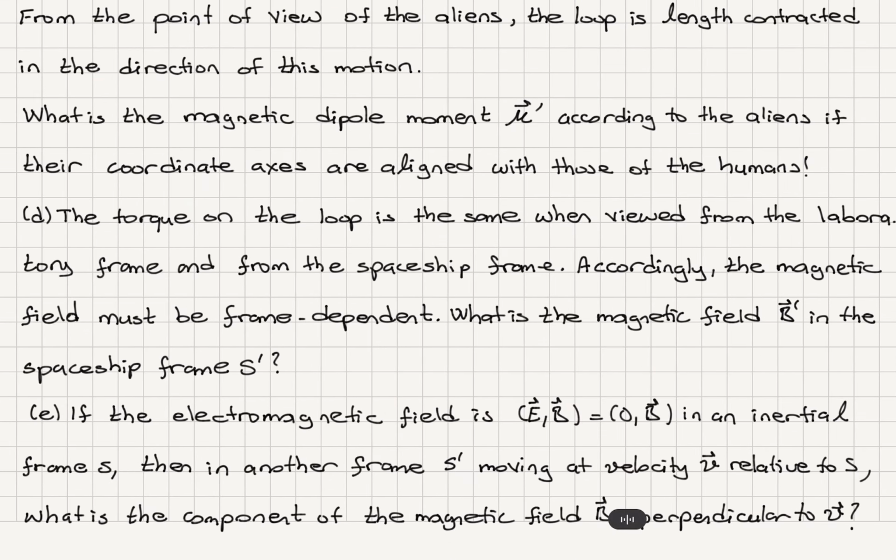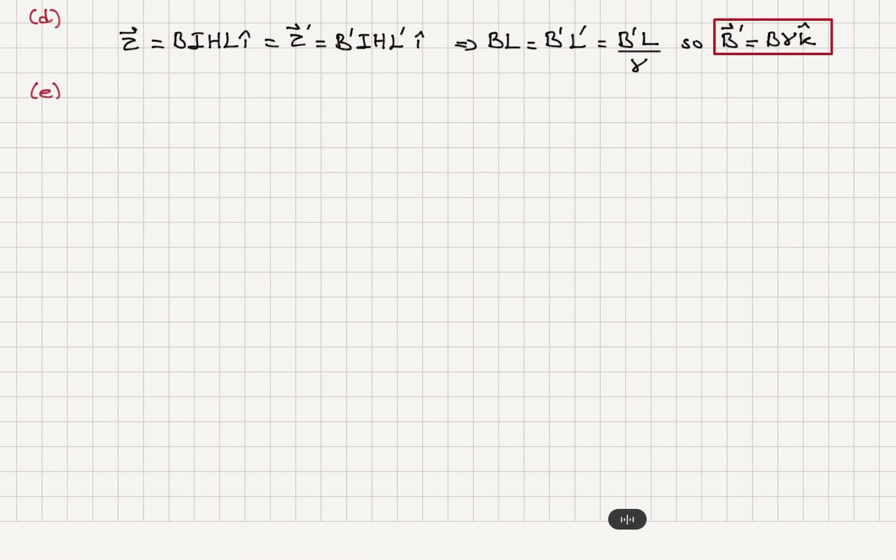Part E, if the electromagnetic field E, B is equal to 0, B in an inertial frame S, then in another frame S prime moving at velocity v relative to S, what is the component of the magnetic field perpendicular to v? So we want to generalize this result.